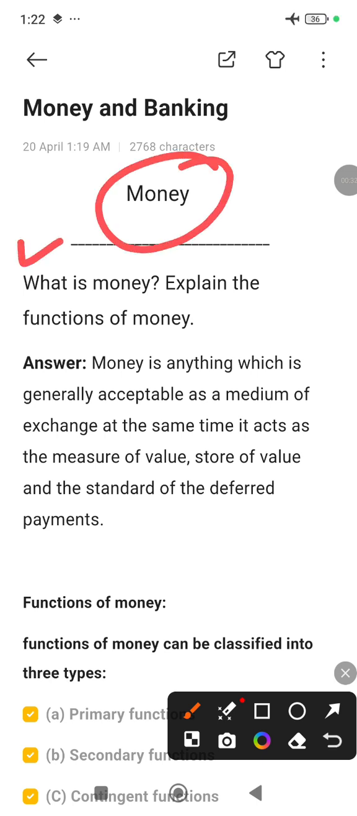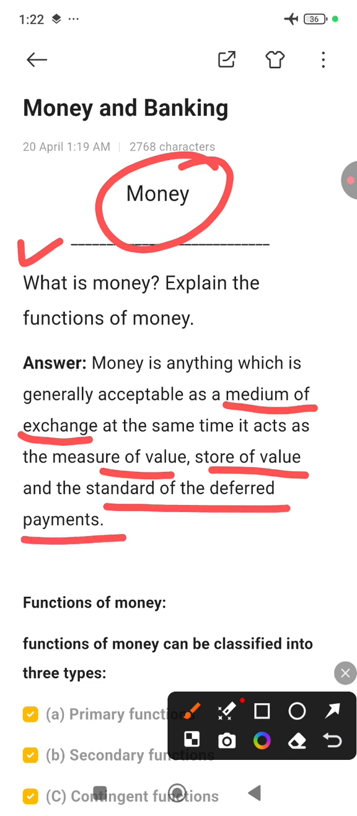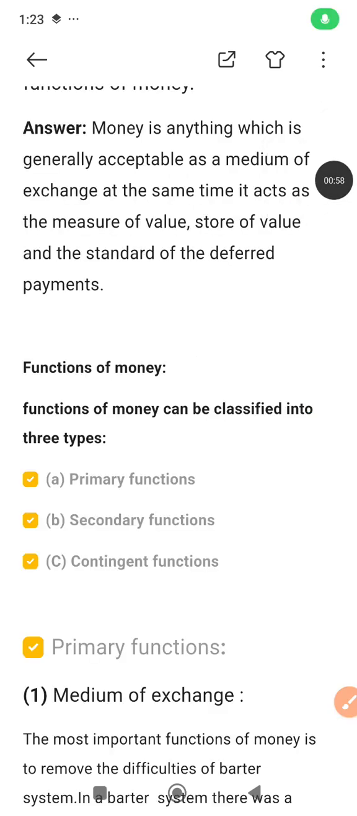So what is money? Money is anything which is generally acceptable as a medium of exchange. At the same time, it acts as a measure of value, store of value, and standard of deferred payments. Because we know that these things are the difficulties of the barter system. Now, after the invention of money, those kinds of difficulties are easily solved. We know that after the invention of money we can solve the various kinds of difficulties of the barter system.